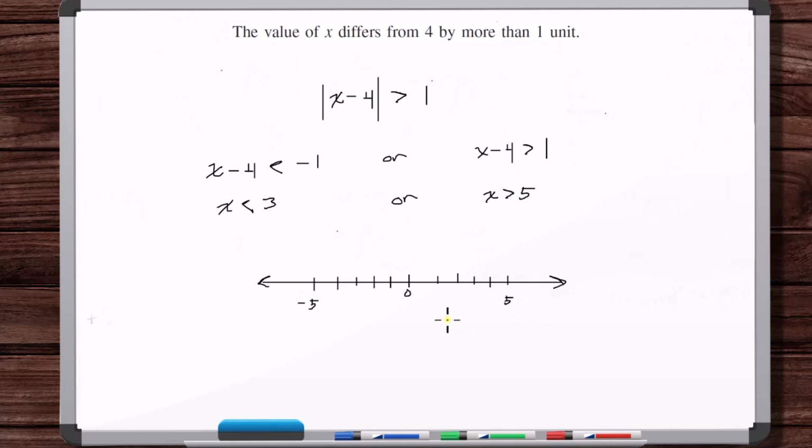So X is less than 3, so put an open circle here, everything in that direction, or X is greater than 5. That's the solution set. You plug in any number that's less than 3 or greater than 5, and it solves this inequality.